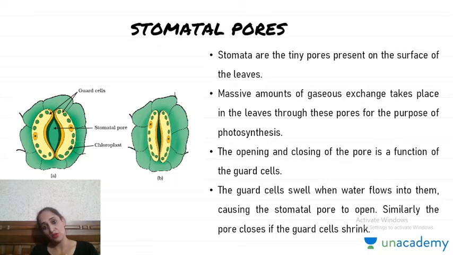But as most of the gaseous exchange and water exchange occurs on the leafy surface, we have more stomata on the leaves of the plants, and that too not on the upper side of the leaves, because then the plant would lose all its water. They are majorly on the underside of the leaves. So what are these stomata or pores all about?